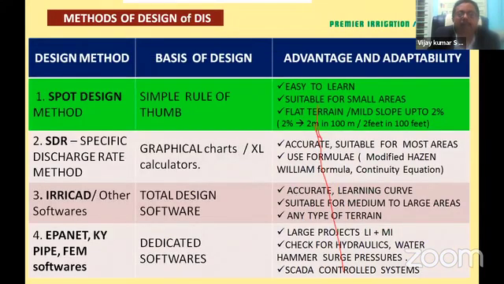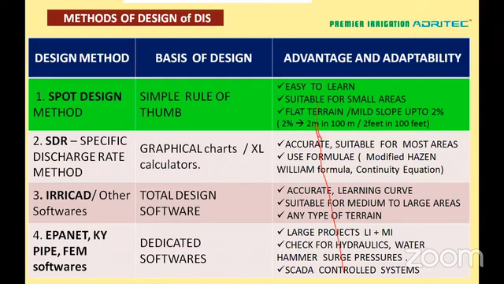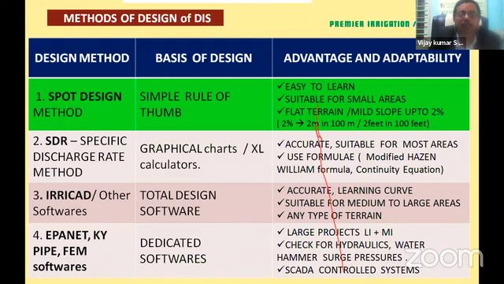So what are the methods of design that are available today? Broadly, there are four methods. The first method is called the spot design method. I have just given it a name. It's basically the simple rule of thumb. It is very easy to learn. It is suitable for small areas. It can be used for flat terrain and even areas having a mild slope, say 2%. What is the meaning of 2%? A rise or a fall in height of 2 meters in 100 meters, or 2 feet in 100 feet.